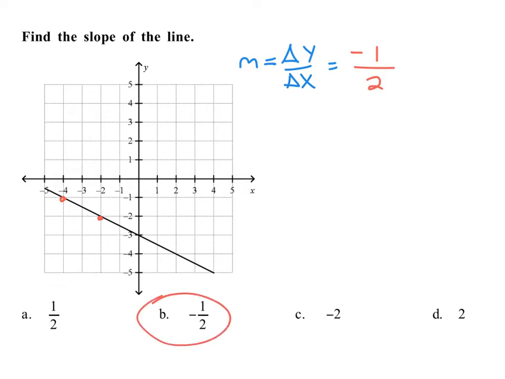Okay, and you can see that B is the answer. Now, the other answers are what you might get if you just misunderstood. Let's say you said this was a change of 1 instead of -1, right? Then you'd get 1 over 2, and you might put that.